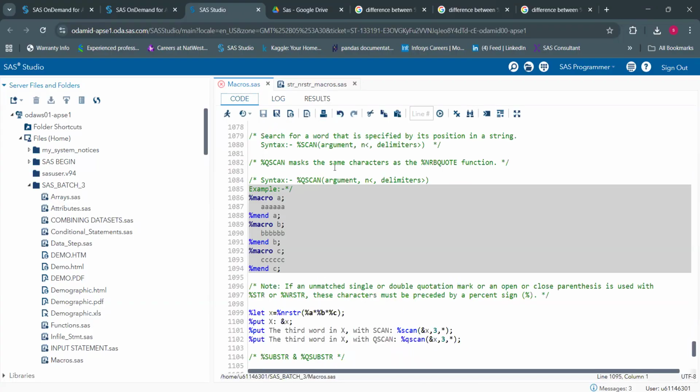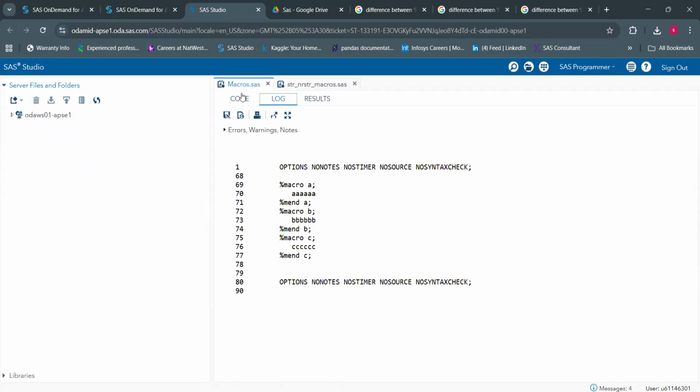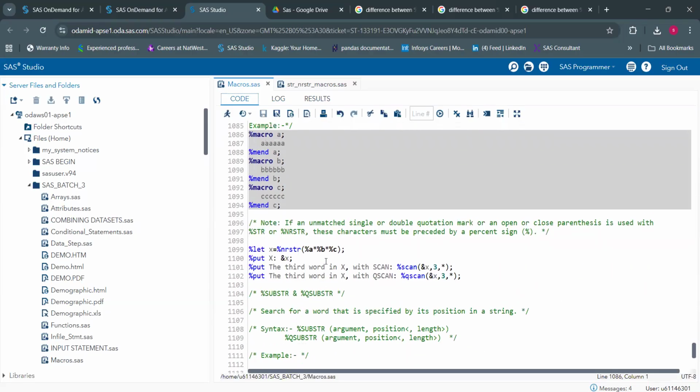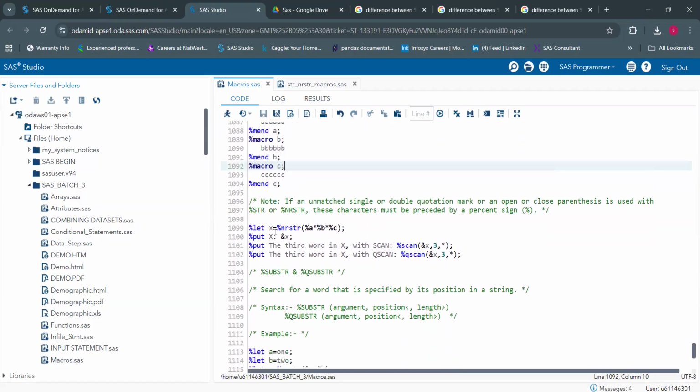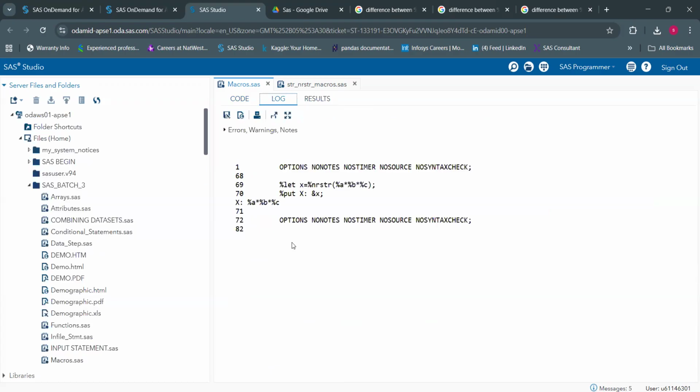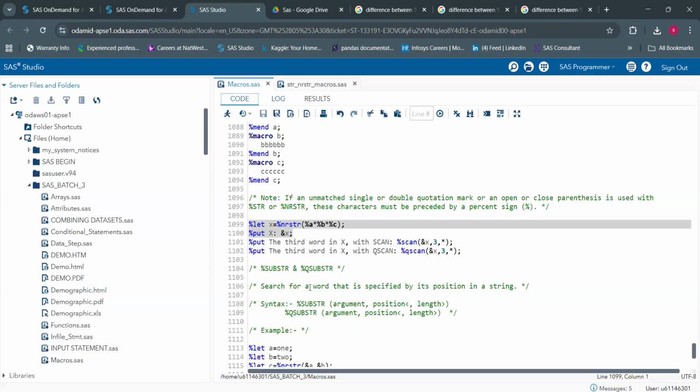Sorry, I ran this example. We are making sure that ampersand C is not resolved. You see here we have %NRSTR with ampersand, percentage A, percentage B, percentage C. Let's run this. So this is what this is.